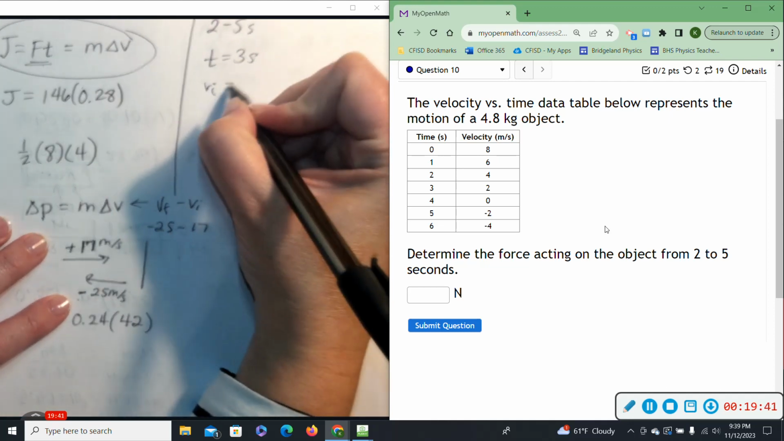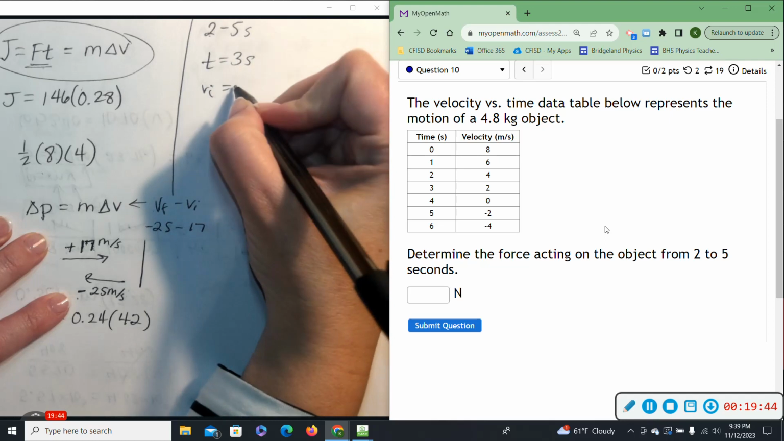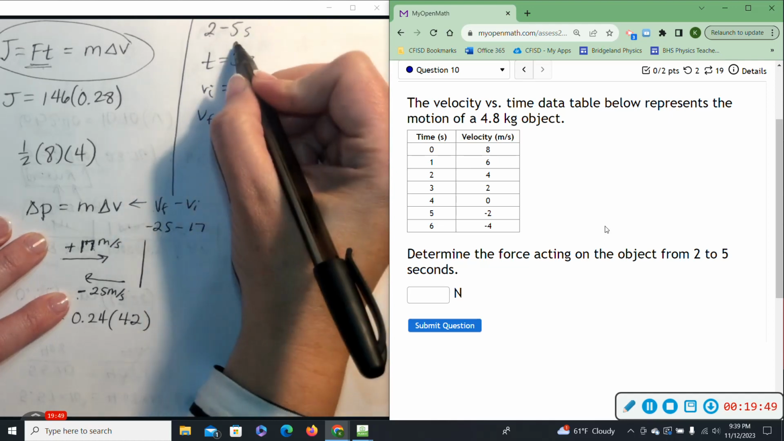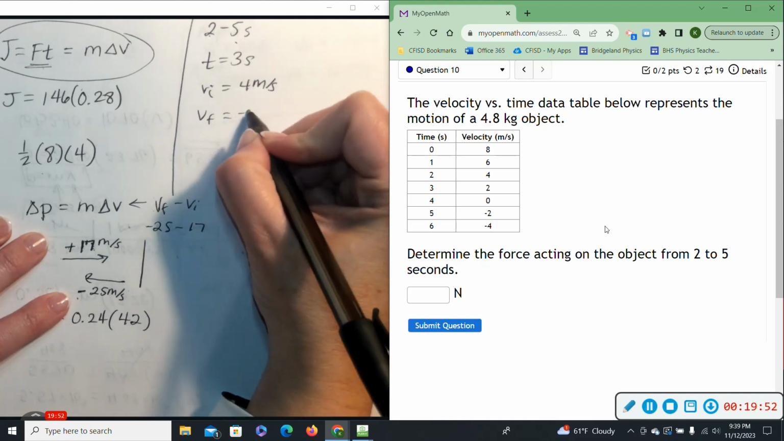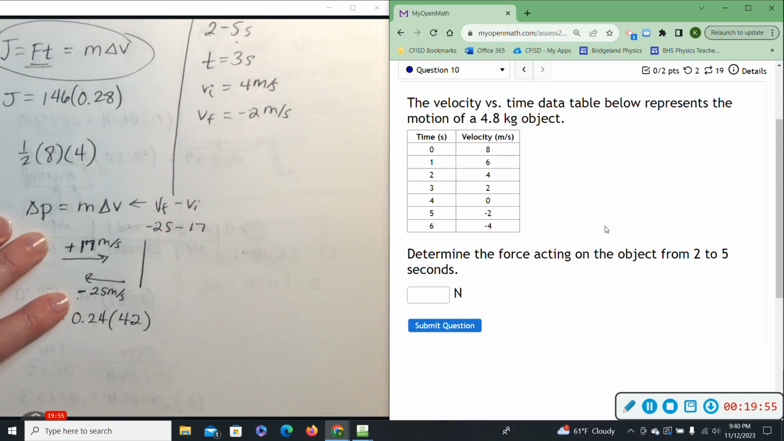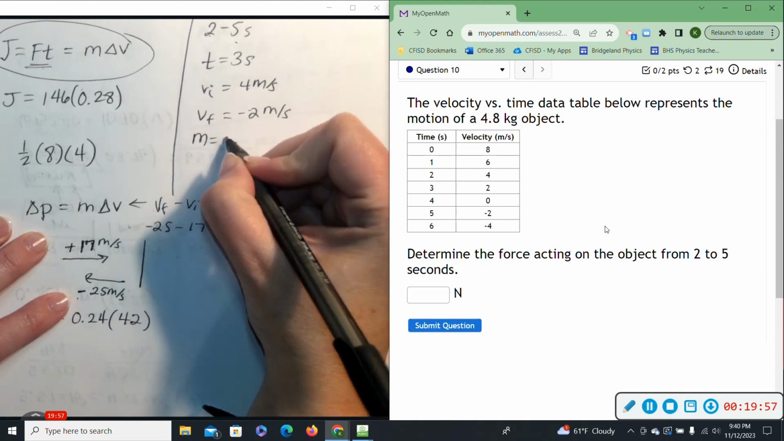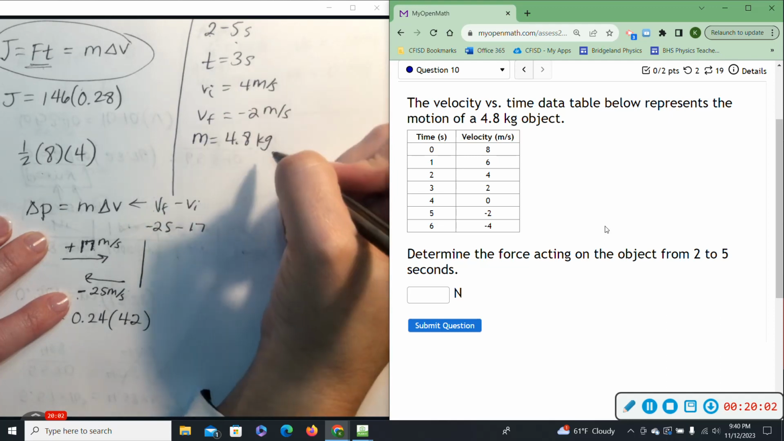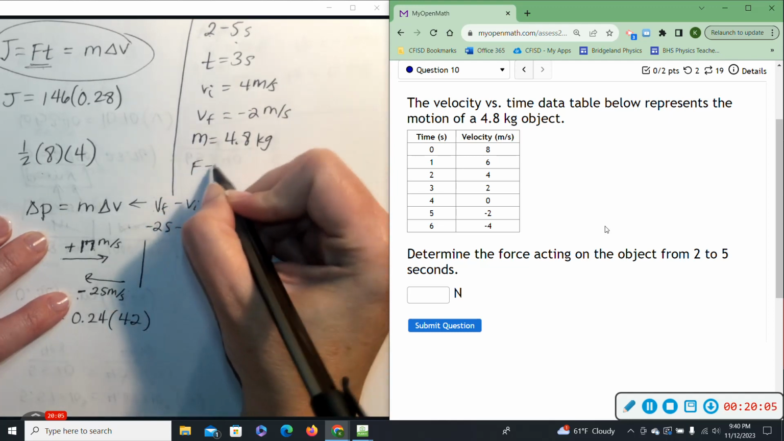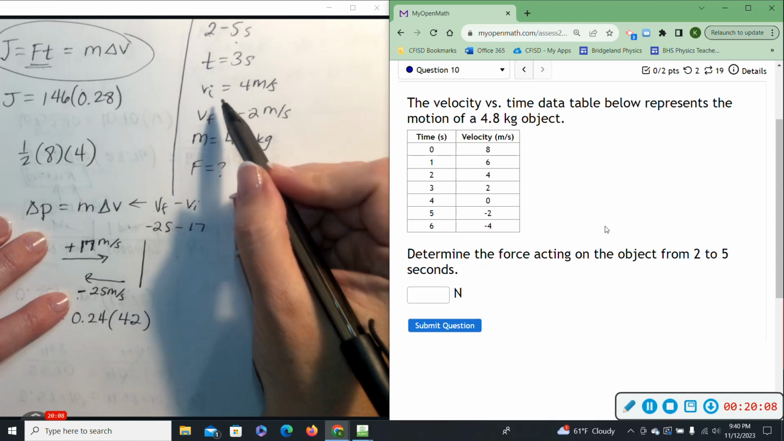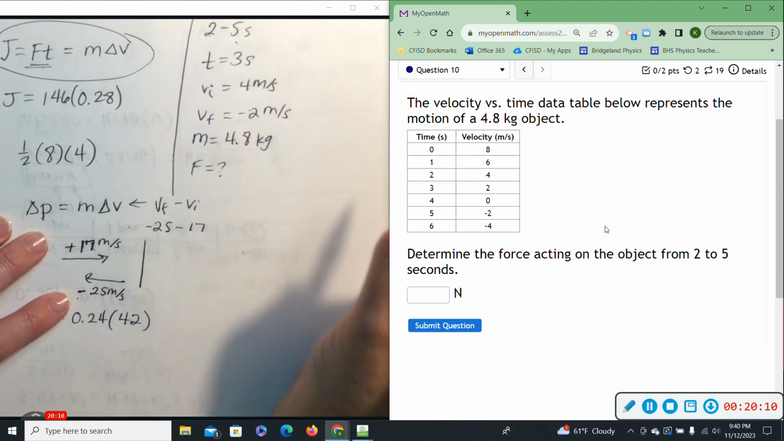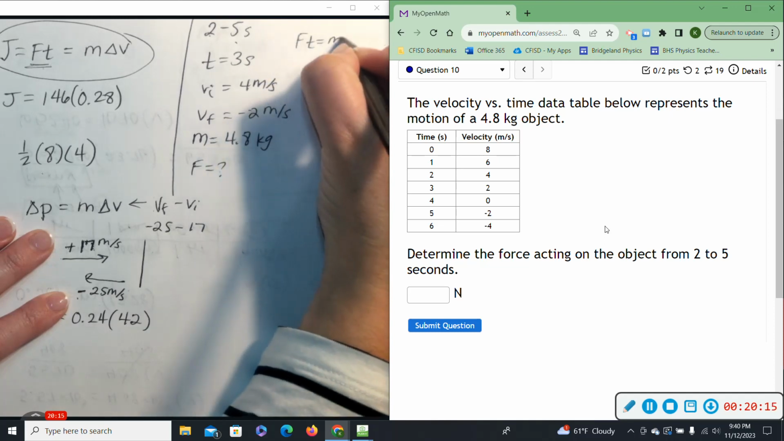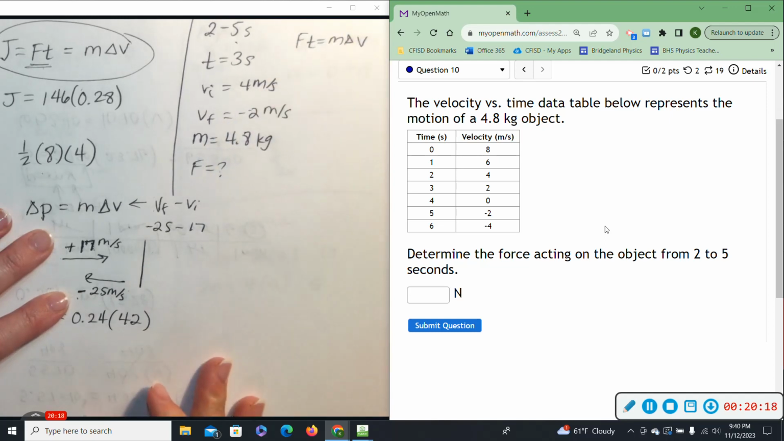My initial velocity at 2 seconds is 4 meters per second. It says so in the table. My final velocity at 5 seconds is -2 meters per second. Again, it says so in the table. I have a mass of 4.8 kilograms. This is the information that I'm going to use in order to find force. I've got force, mass, change in velocity, two velocities, time. I'm going to be using my equation F times T equals M times delta V. That's the formula we're going to use.